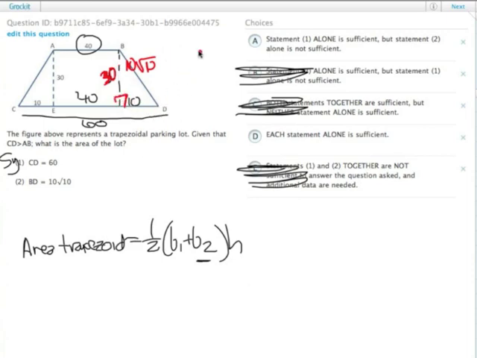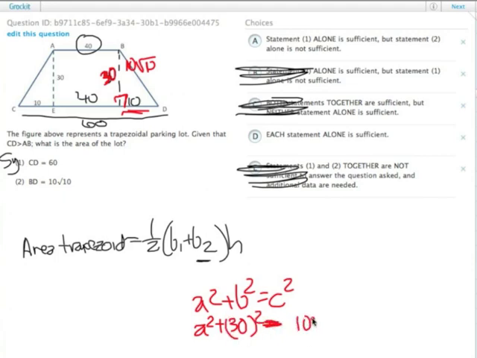So we could use the Pythagorean theorem, a squared plus b squared equals c squared, and go from there to figure out the base. So we wouldn't know necessarily what a squared is. That's what we're trying to find out. b squared would be 30 squared, equals c squared. So it would be 10 times the square root of 10 quantity squared.